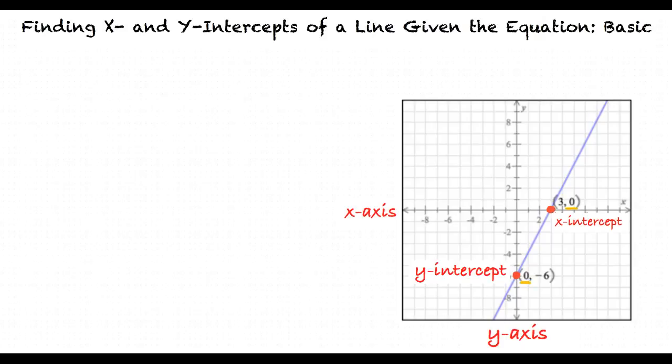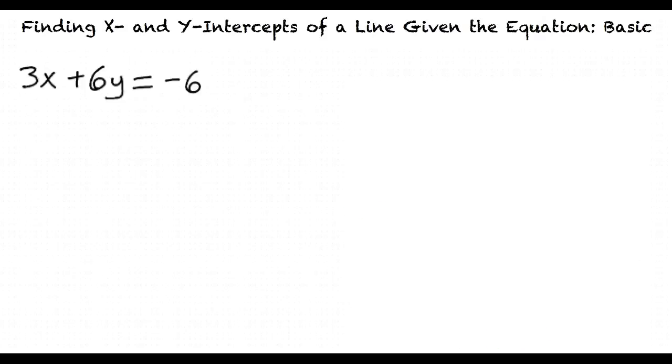So does that mean I can substitute 0 for x to get the y-intercept, then substitute 0 for y to get the x-intercept? Exactly. Let's do an example. 3x plus 6y equals negative 6. Let's start by finding the x-intercept. In order to find the x-intercept, we substitute 0 for y.